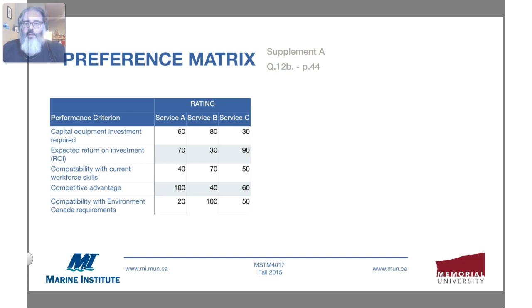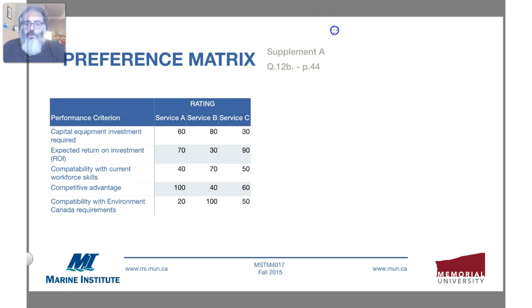Okay, this is just a quick example of how to work out a preference matrix. It's from Supplement A, question 12, part B, on page 44. So it basically says that the ROI return is going to be twice everything else. So the first part of the question, we just have to figure out what the different weights are.